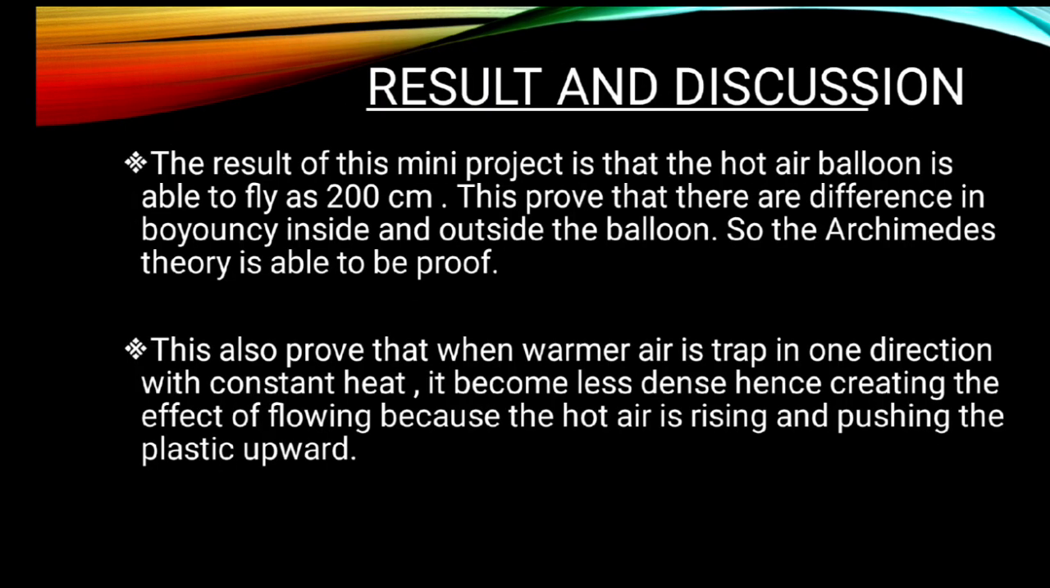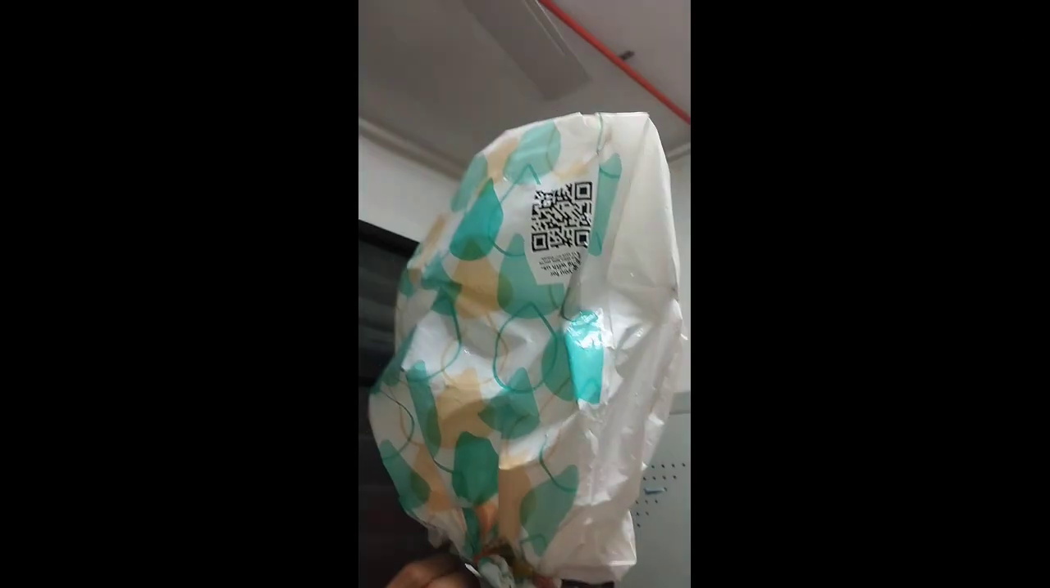Result and discussion: the result of this mini project is that the hot air balloon is able to fly roughly 200 centimeters. This proves that there are differences in buoyancy inside and outside the balloon, so the Archimedes theory is able to be proven, as you can see in this video.